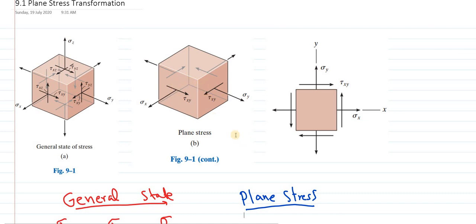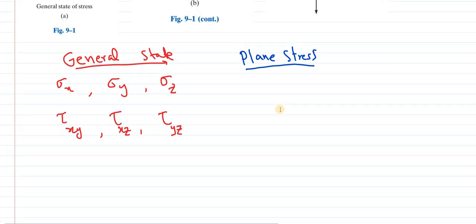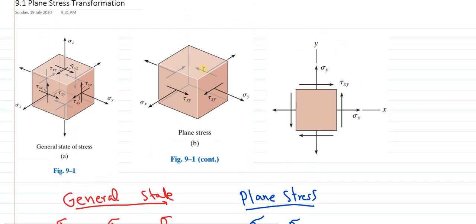So you see that in case of a plane stress, the components that you need to know are sigma x, sigma y. Why? Because in case of a plane stress, you see this is the z face, and there is no force acting along the z direction. So all forces are acting either in the x direction or y direction. In all these cases, none of the stresses or their corresponding forces are acting in the z direction.